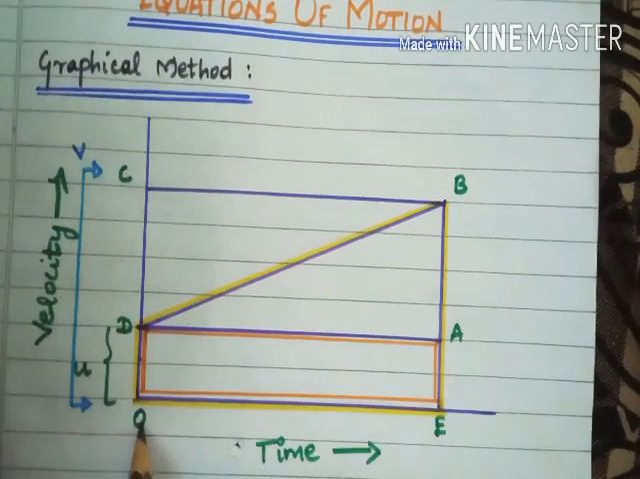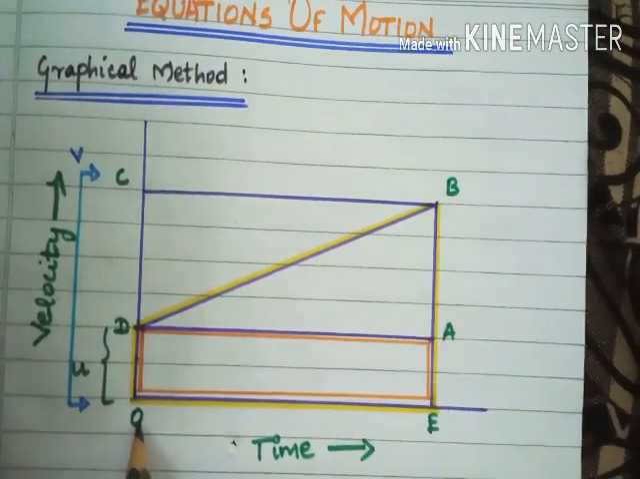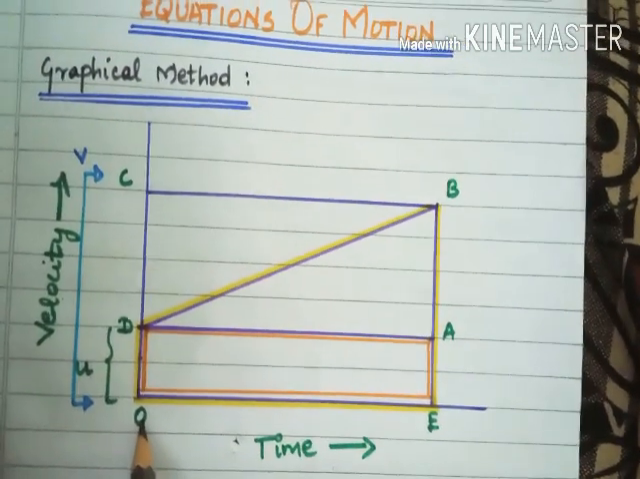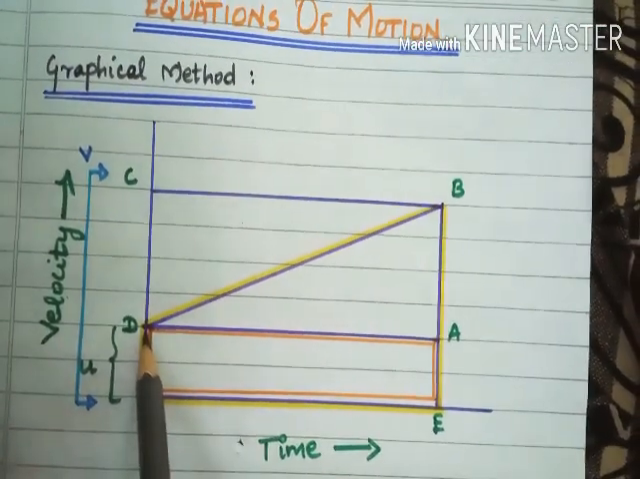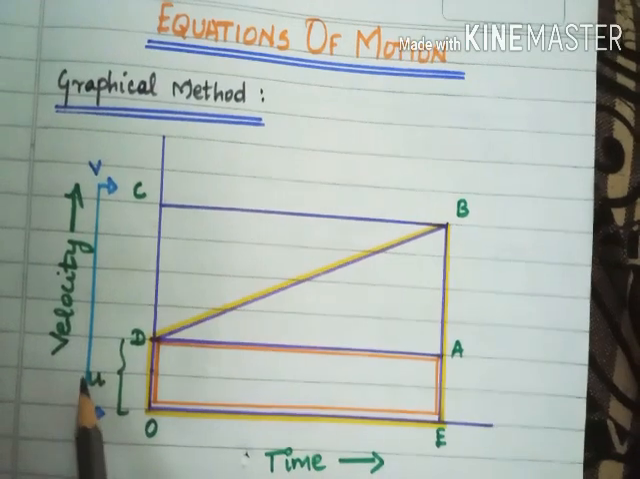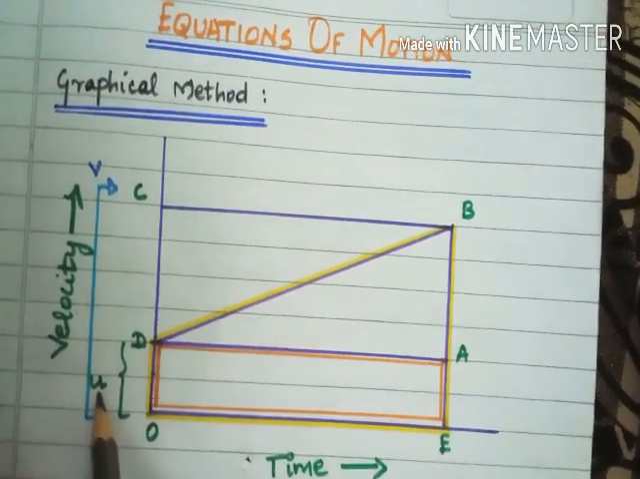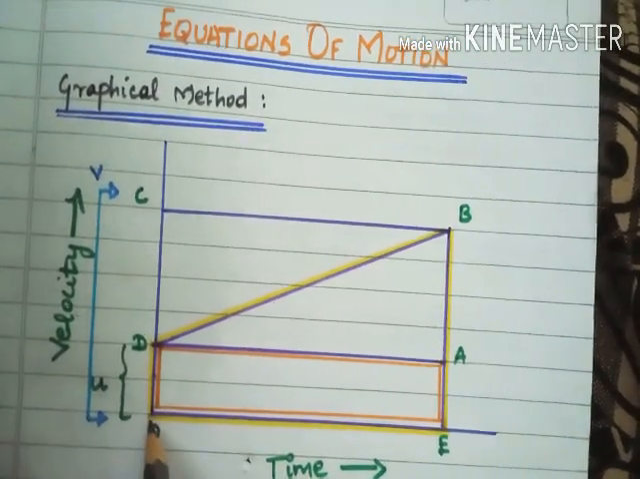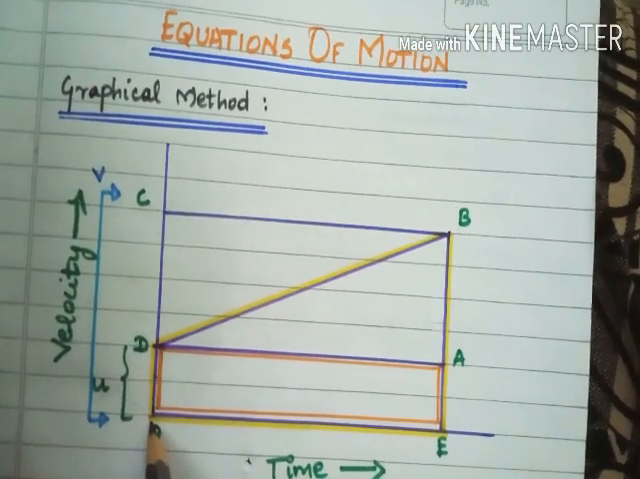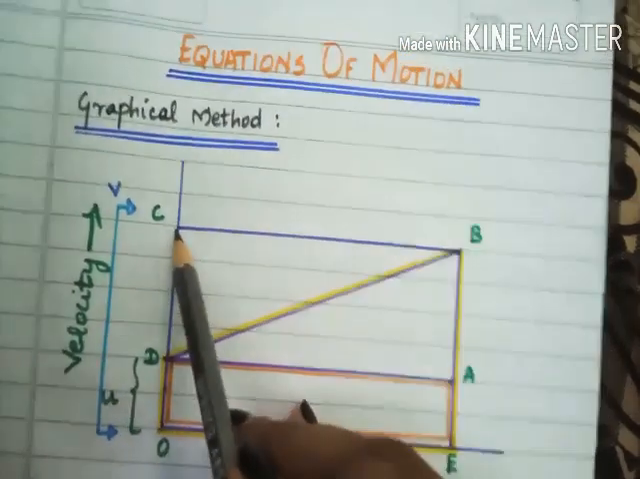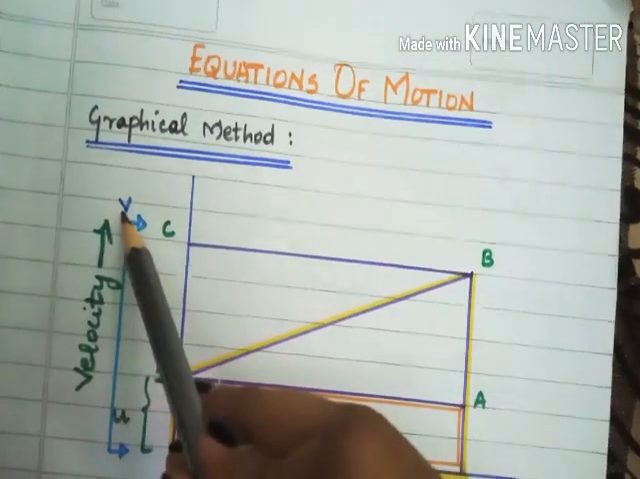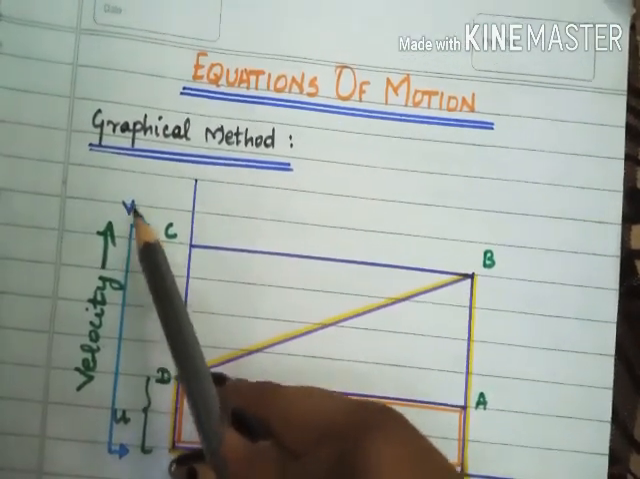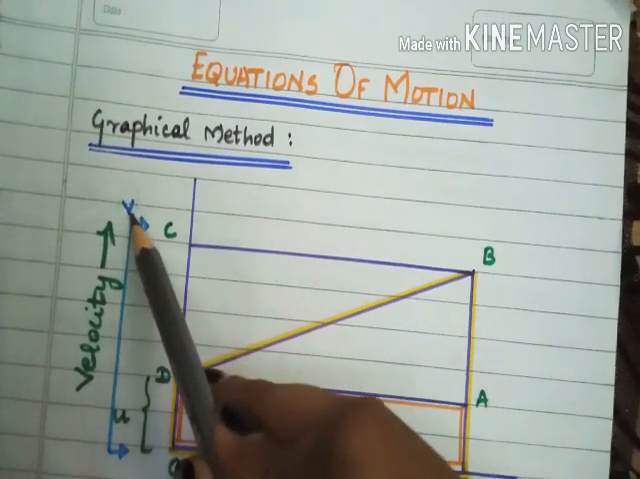Now initially we are considering the initial velocity of the object. The initial velocity of the object is OD, from O to D. For the initial velocity we are considering the variable u. For the final velocity of the object, the point we have plotted is from O to C. So this is our final velocity. From O to C, we have the final velocity v. V is the variable we are going to use to represent the final velocity.